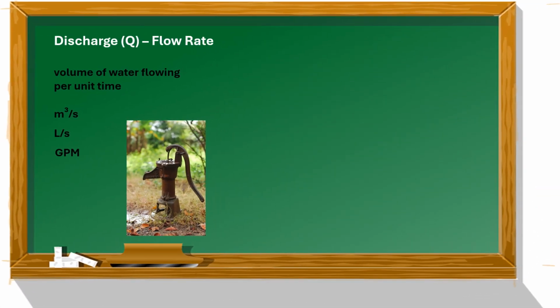Let's talk about flow rate, also known as discharge, the amount of water moving in a certain time. We measure discharge in cubic meters per second, used in hydrology, engineering, and plumbing. Gallons per minute, GPM, common in household water flow and fire hoses. So, whether it's a small tap or a raging river, understanding flow rate helps us manage water efficiently.